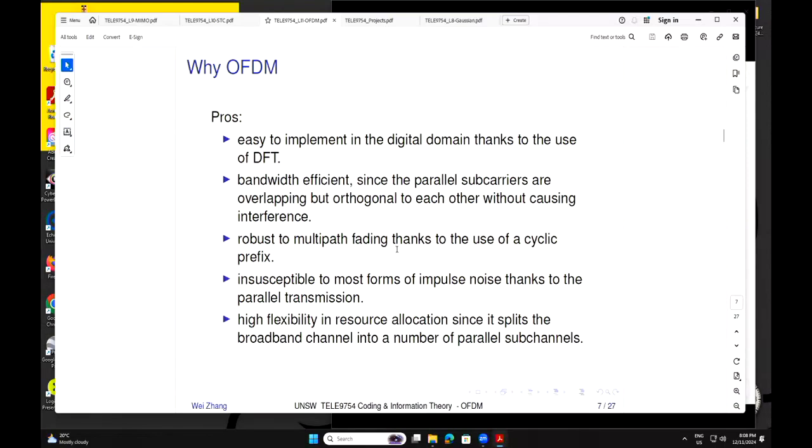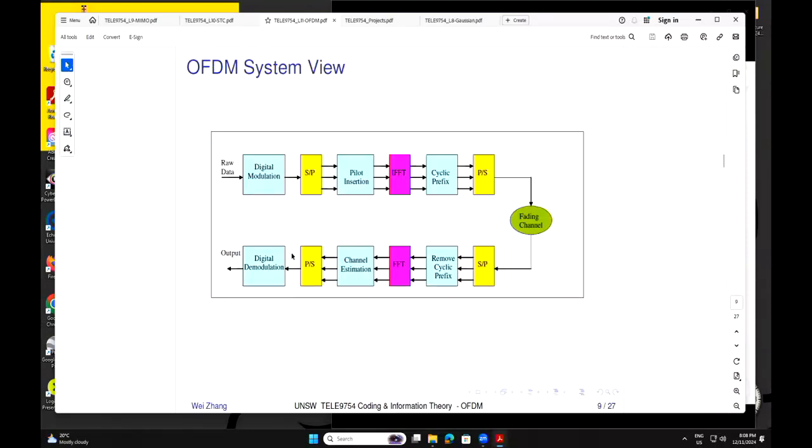And why do we use OFDM? Too many advantages, right? It is efficient, the parallel subcarriers are orthogonal to each other, and it is also robust to multipath fading, because we use the so-called cyclic prefix. Later I will explain that. We use the cyclic prefix like the guard interval, and it is also easy to implement in hardware because we can use the DFT. So we can see this is a typical implementation of OFDM.